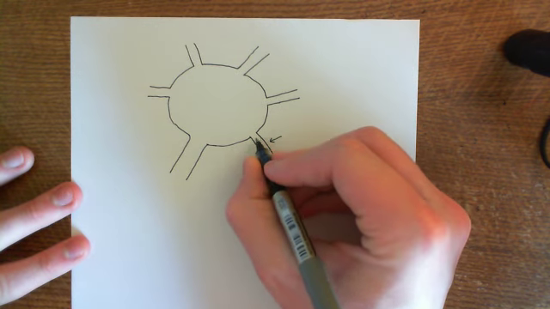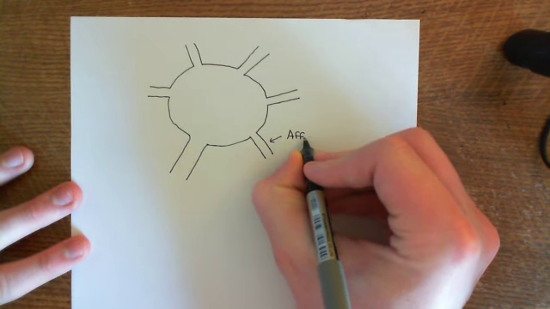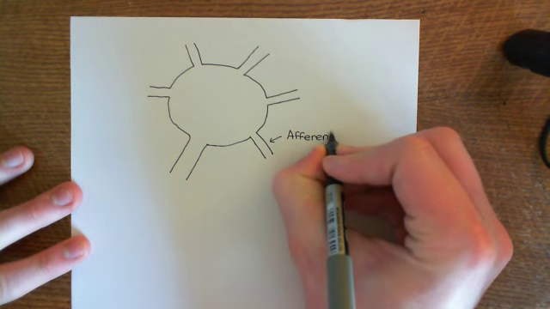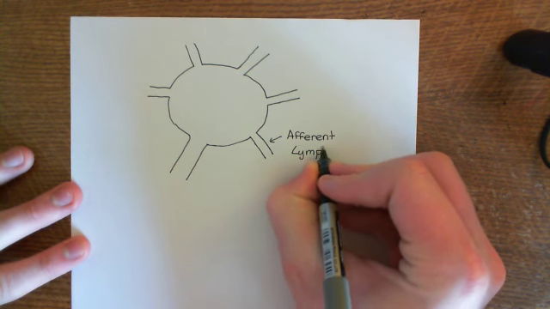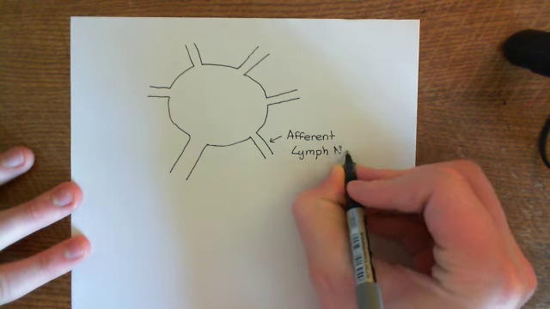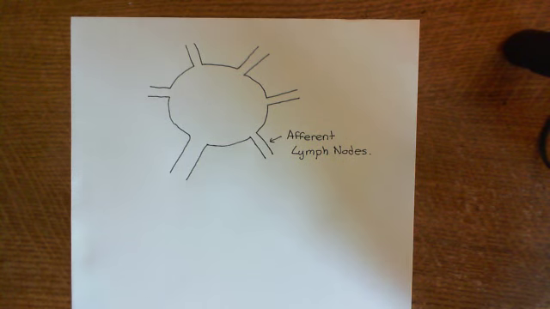Now these small vessels that I've got here, these are the multiple afferent lymph vessels which are coming into our lymph node. Okay, so every lymph node in your body has a huge number of afferent lymph vessels coming into it, which are all draining lymph from the peripheral tissues.